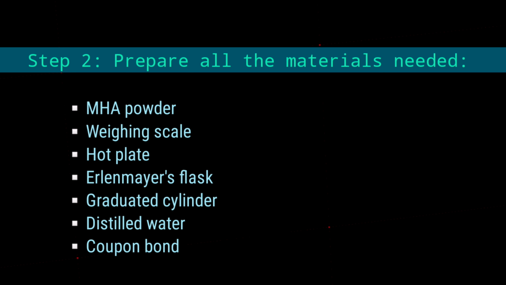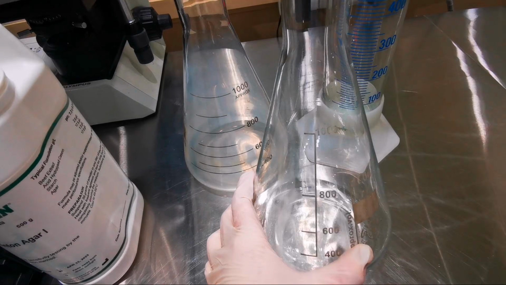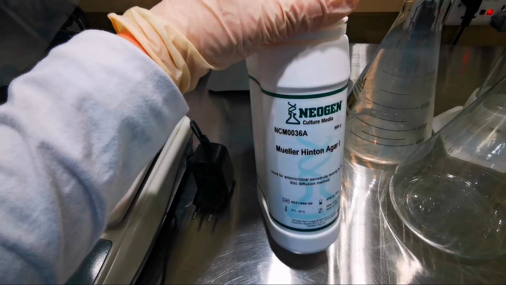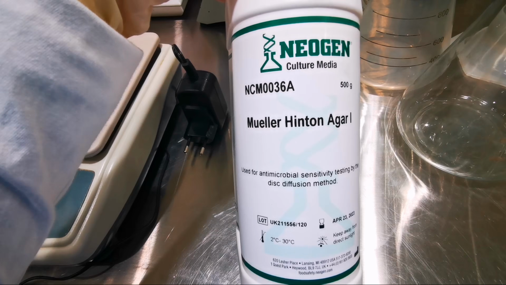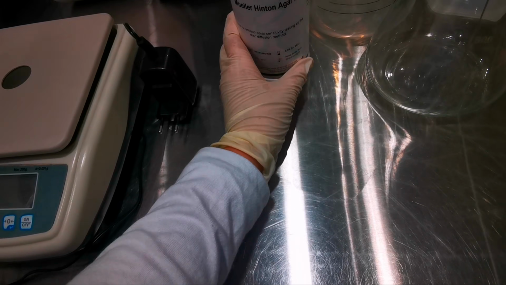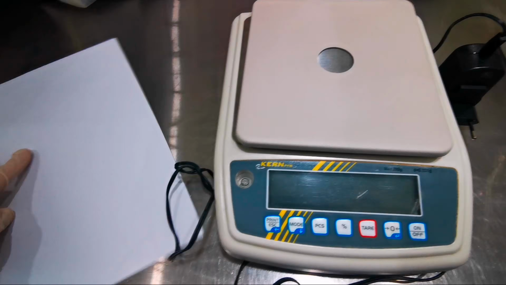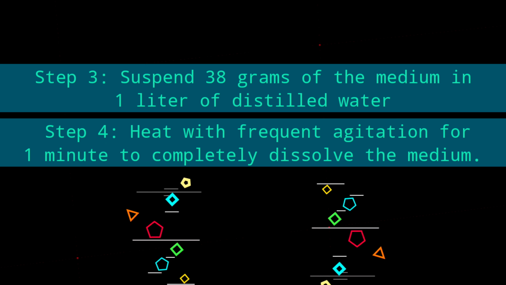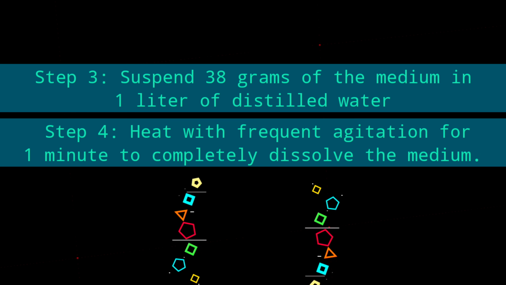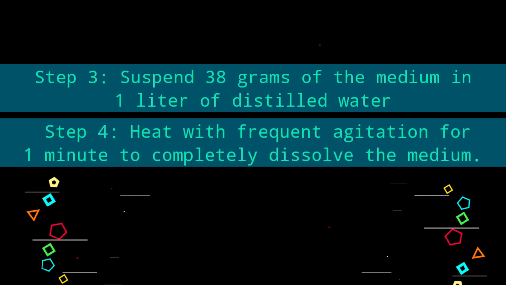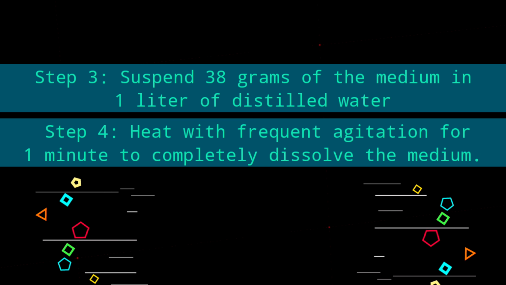Step 2 is the preparation of all the materials needed. So here are the materials listed. We have here the graduated cylinder, the Erlenmeyer flask, the Mueller-Hinton agar, which will expire on 2023, the weighing scale, and a clean coupon bond. Now let's proceed to step 3. Suspend 38 grams of the medium in 1 liter of distilled water. Step 4 is heat with frequent agitation for 1 minute to completely dissolve the medium.